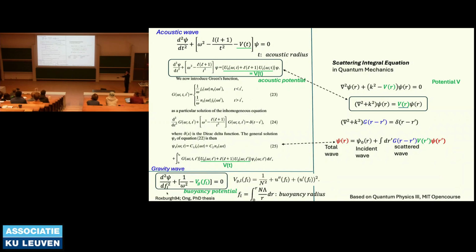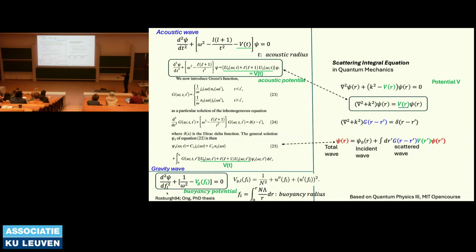Now, for asteroseismology, we have P modes and G modes. For acoustic waves, we have a very similar equation, another Schrodinger type equation. We have a potential here, V. We call it the acoustic potential. For the gravity wave, we have a buoyancy potential. This is very similar. So again, we can use the Green's function, like the G here. We can do the convolution. We can get our final solution, which is essentially the same as this equation.